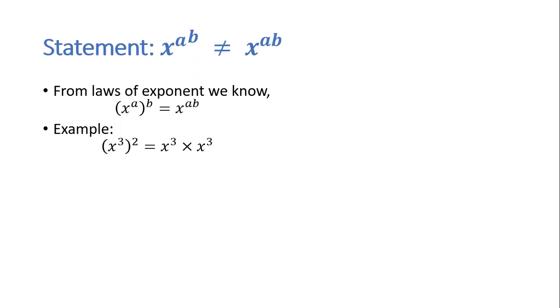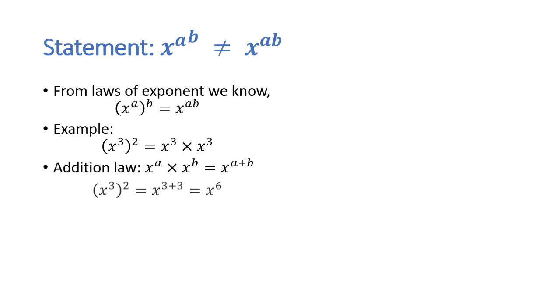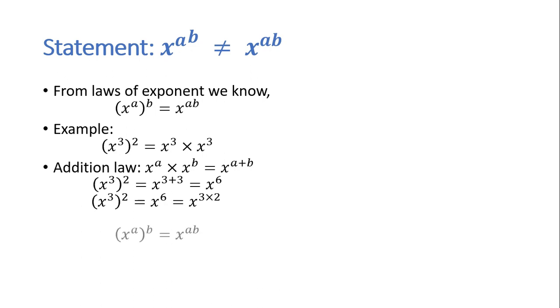By the addition law, x to the power 3 into x to the power 3 is x to the power 6. Substituting this, x to the power 3 whole to the power 2 equals x to the power 6. So x to the power 3 whole to the power 2 is x to the power 3 into 2, which equals x to the power 6. Both the right hand side and left hand side are equal to x to the power 6. So x to the power a whole to the power b equals x to the power ab.